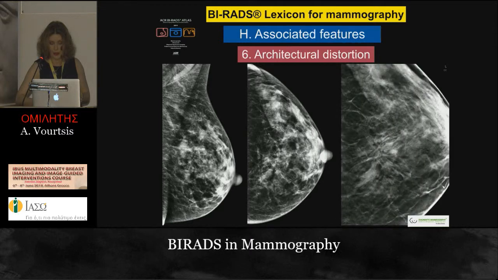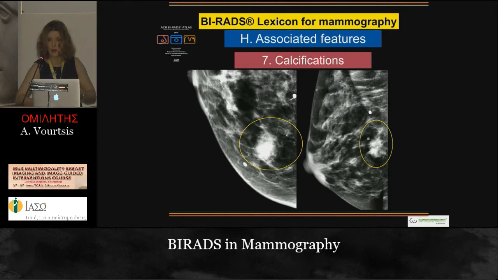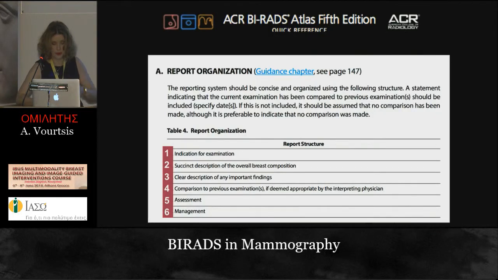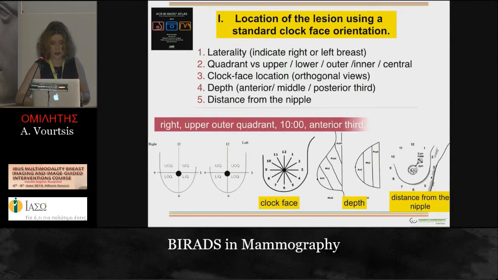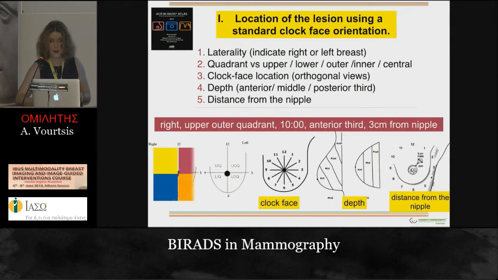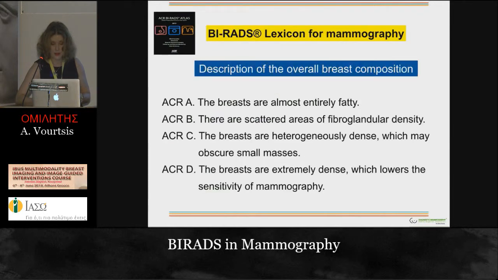We spoke about architectural distortion. More architectural distortions are recognized with DBT, with tomosynthesis. Report organization is very important. Please, whenever you find a lesion, define and describe exactly the location using a standard clock face orientation. It's very important for the clinicians and also for following up these patients.